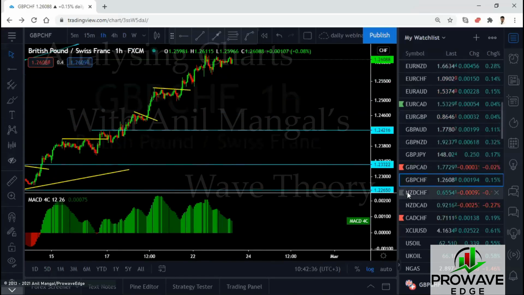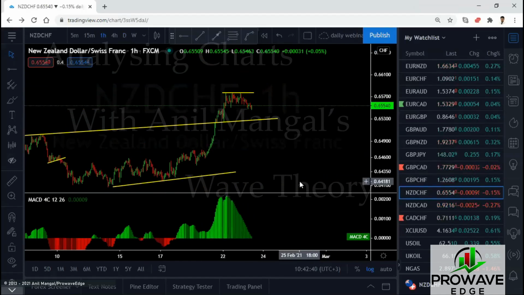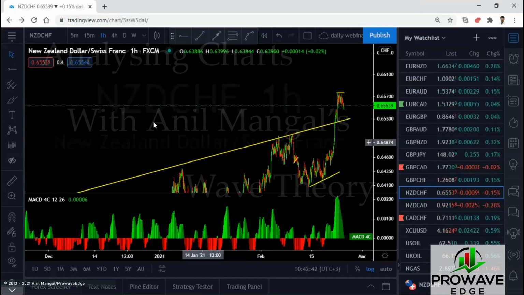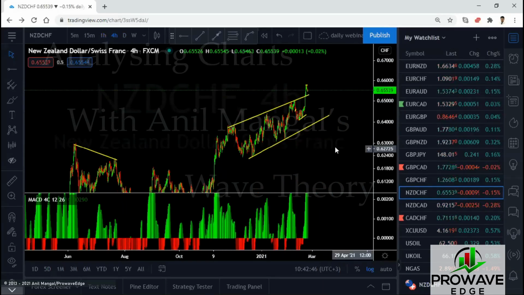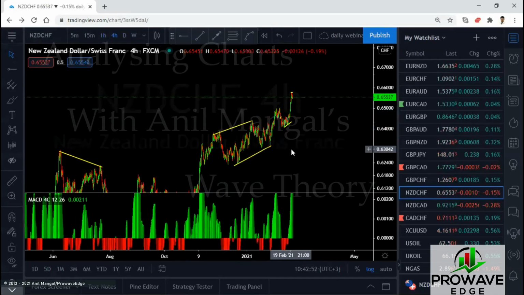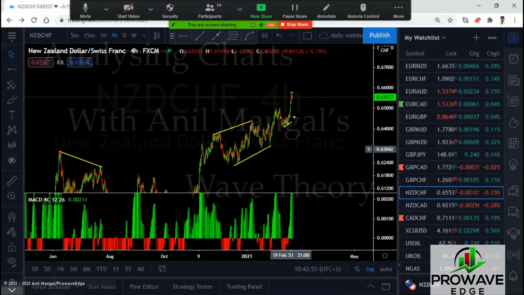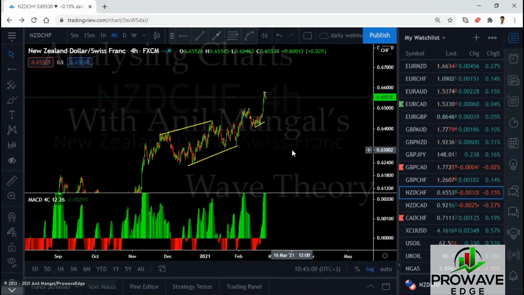Pound Swiss, we already did this. You can buy this. New Zealand Swiss, you're getting a consolidation for a buy. So you're looking at this structure. And once they break out, we realize this was the running flag. So once they break out, you wait for a flag and you buy. So we broke out of the structure. Okay, let's get the flag.